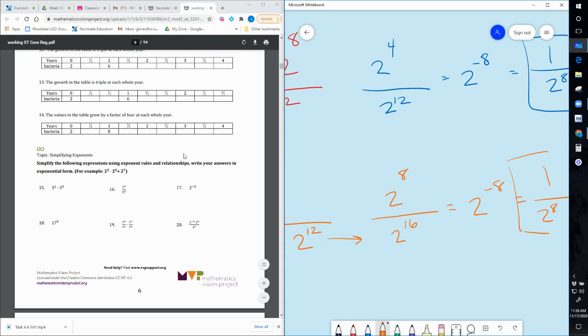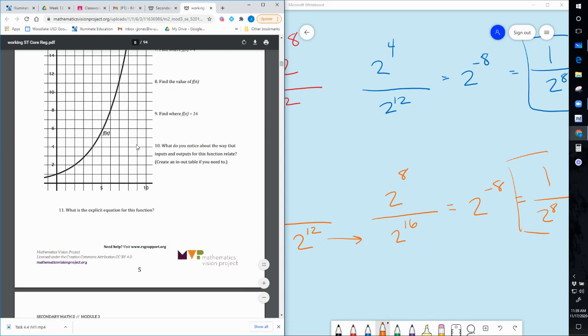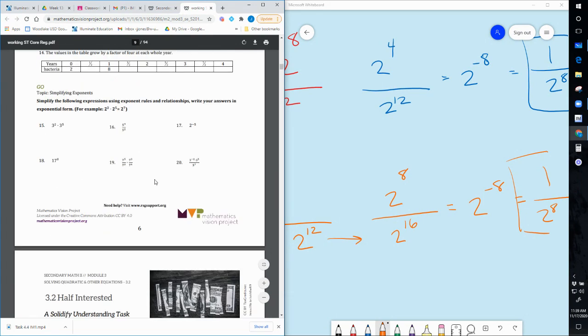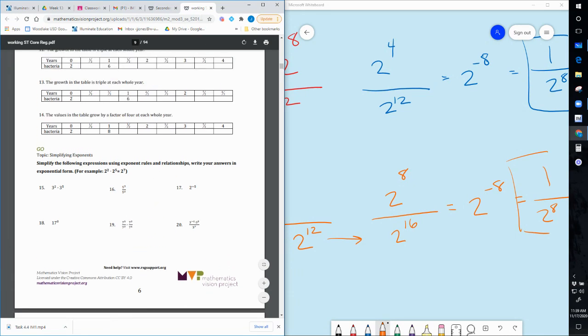All right, guys, make sure you do on this worksheet that I'm showing you, you're going to do problems 6 through 10. Then you're going to come down and do problems 15 through 20. And then you're going to do the other worksheet that I create.